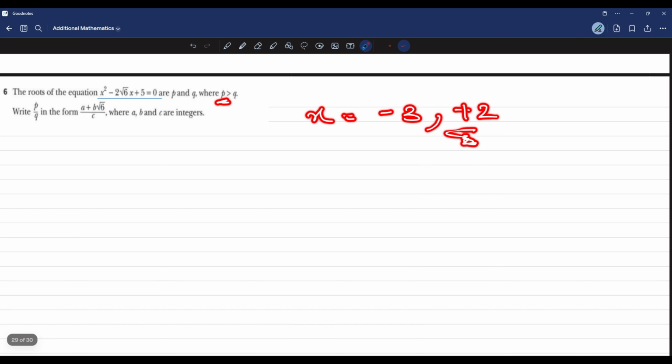They've also told us p is greater than q, so the smaller value would be q. For example, if our value would be positive 2, we would get this as p and the smaller value as q. And then they've told us to write this answer, whatever our roots come out to, in this form, p divided by q, and simplify. No big deal. We've been doing this type of questions. So first step, find the roots.